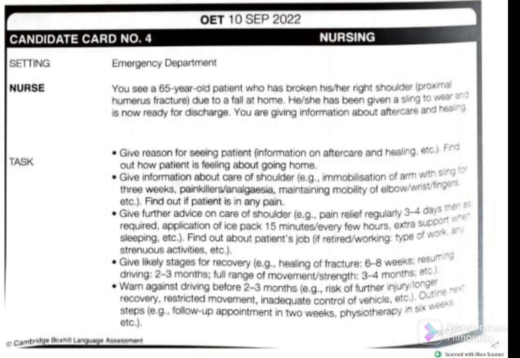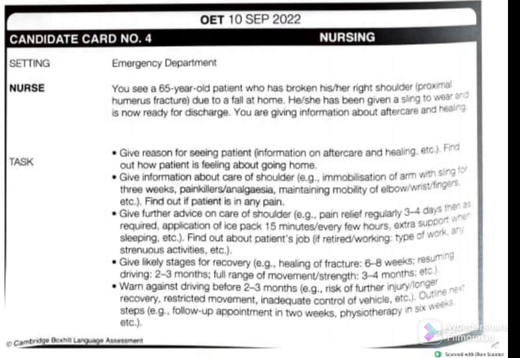So how can we find out whether this is a non-case scenario or not? They have given, he or she has been given a sling, it's already given to wear and is now ready for discharge. So you already know the patient, you already started to talk, and even you gave the sling and the patient is ready for discharge. Now you are talking about aftercare at home. So this is the first thing you have to keep in your mind, whether it is a non-case scenario or not. Now we can go to the task.